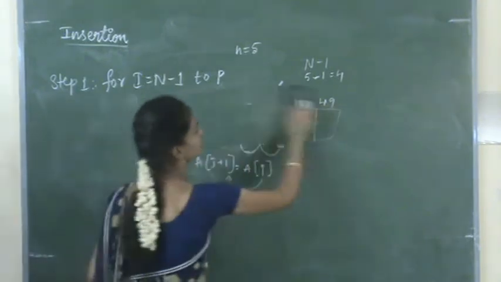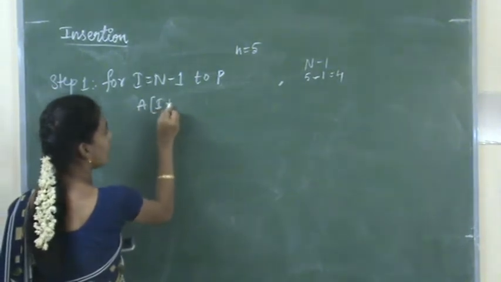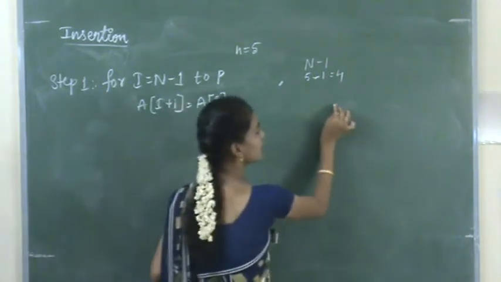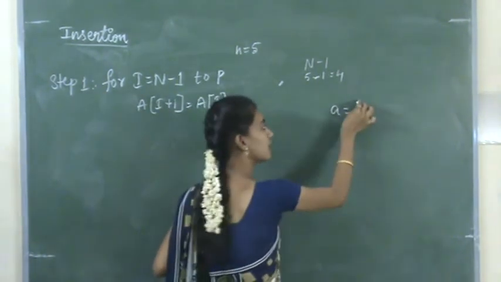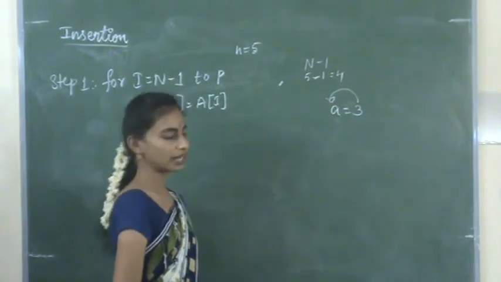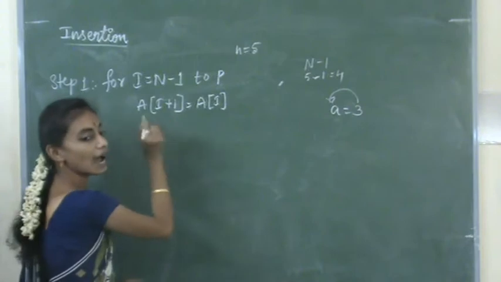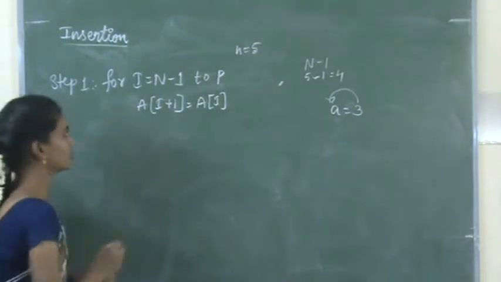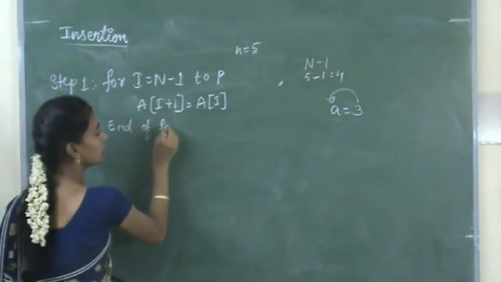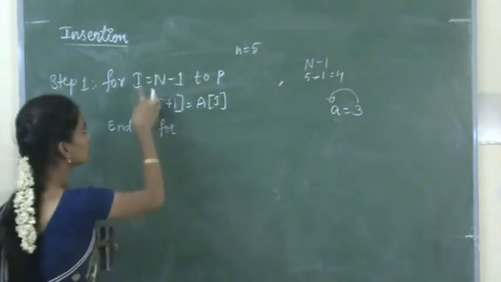So a of I plus 1 equals a of I. I think you remember the assignment operation. A equals 3 means the value 3 is stored in A, not A's value stored in 3, right? So likewise here also the I position value will be stored in the I plus 1 position. So this continues until this for loop finishes. Okay. So this will be repeated.